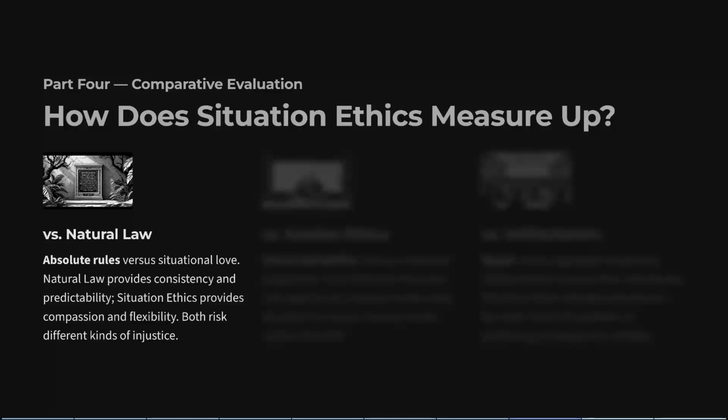Natural law can produce cruel outcomes by applying rules with disregard for the persons. Situation ethics can produce inconsistent outcomes by relying entirely on individual judgment. And the evaluative question is which kind of failure is more acceptable? And that is a question your conclusion must answer.